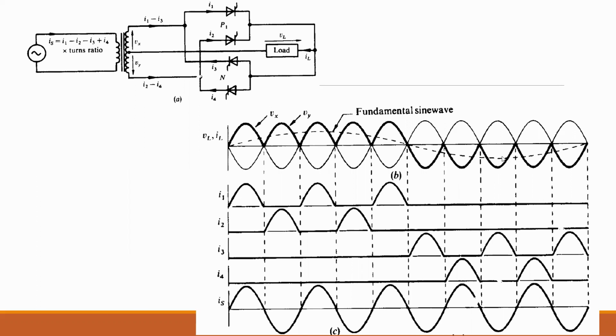Again, the negative cycle of Vx. So we have to turn on the thyristor T3, then turn on the thyristor T4, then again turn on the thyristor T3. So what will happen? Thyristor T3 will conduct when the negative cycle is here and a gate pulse is present. So over here it will conduct, in this case it will conduct, and in this case it will conduct.